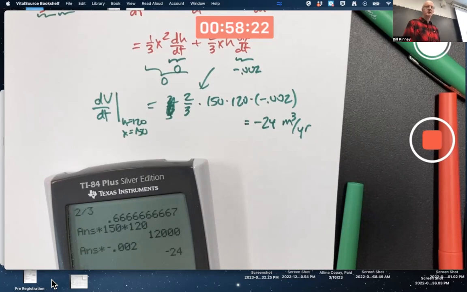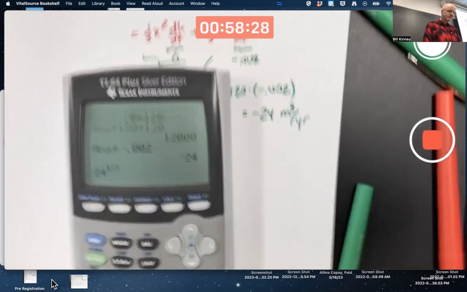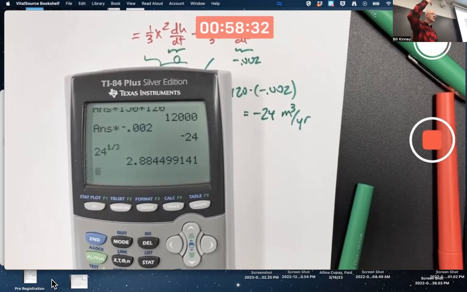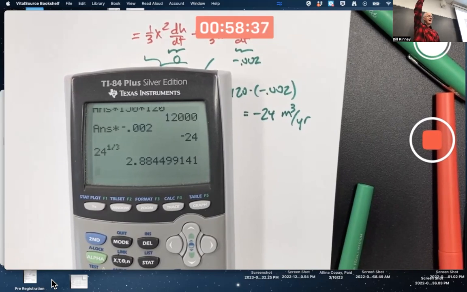Now, how big is 24 cubic meters? Well, take the cube root of 24. It's close to 3. I'm 2 meters tall or so. Imagine another half of me up here, and then imagine a cube that big. That's how much volume the pyramid is losing every year. Seems counterintuitive, but if I haven't made a mistake, it's correct.